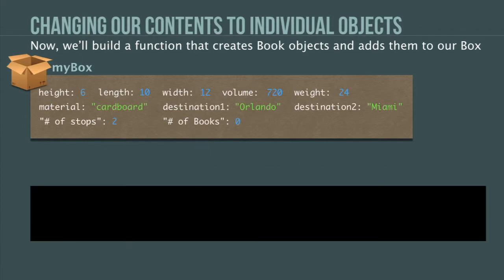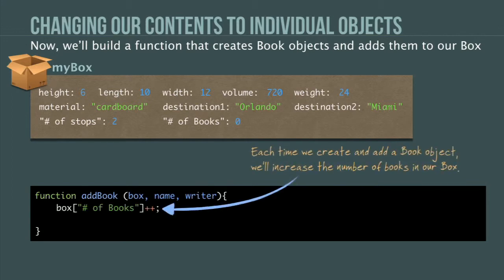So here's our function. We call it addBook. We're going to pass in the box that we want to add the books to, the name of the book, as well as the writer. As soon as the addBook function is called, we want to immediately increase the number of books inside of our box. We'll do that with our bracket expression. Why our bracket expression? Because the string has spaces in it, so we want to be real careful there to use the bracket.